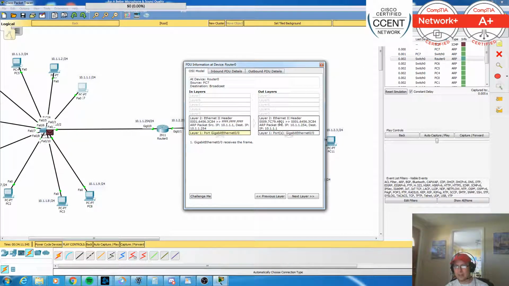But I want you to notice that it's all F's until it gets to the router and goes out of the router. And then guess what? It's not F's anymore. It's not a broadcast. He stopped the broadcast and changed it to his MAC address. Hence, broadcast domain.